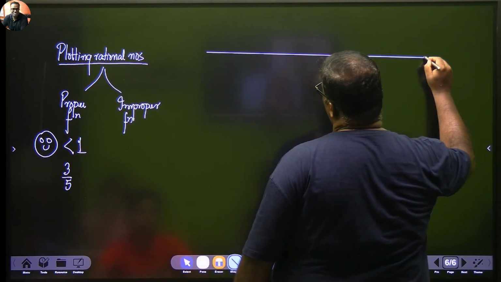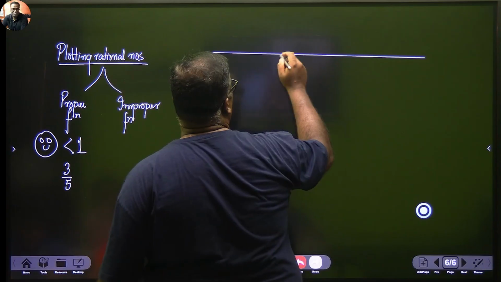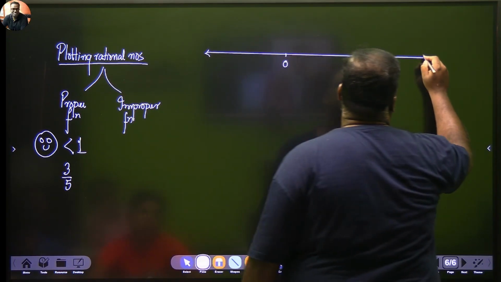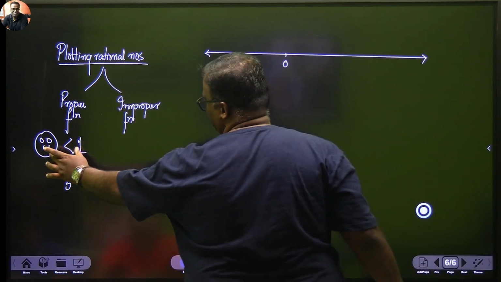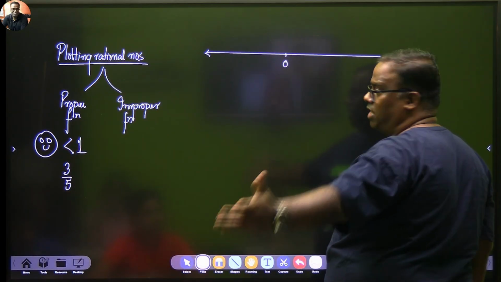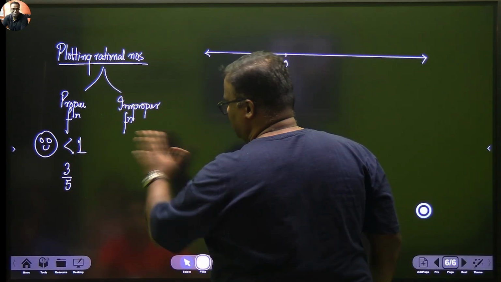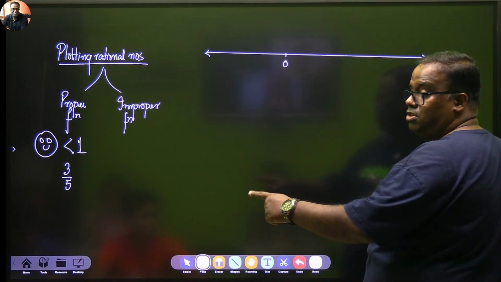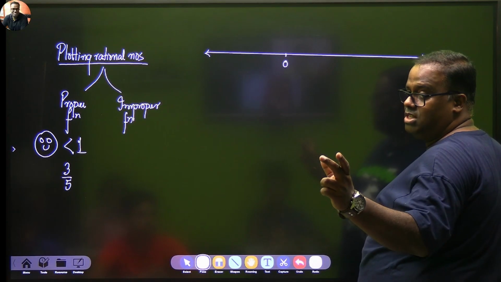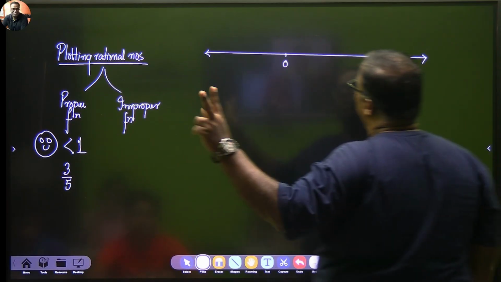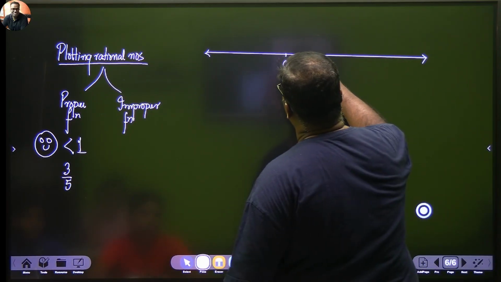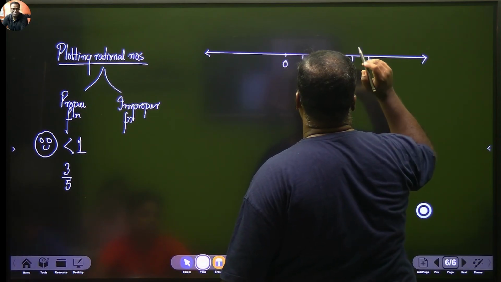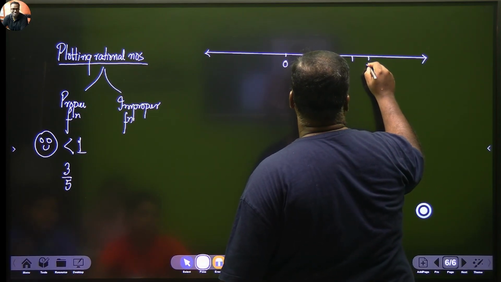So we make our number line and then we put a 0 which extends on both sides. And then this number is how much? Less than 1, because it's a proper fraction. So I would mark 1, but based on what? The denominator. Denominator is how much? 5. So how many equal divisions I'll make? 5 equal. So take your divider and mark 5 equal divisions. 1 division, 2 division, 3 division, 4 division, 5. Agreed? And make this as 1.